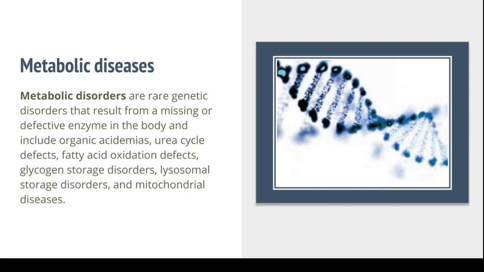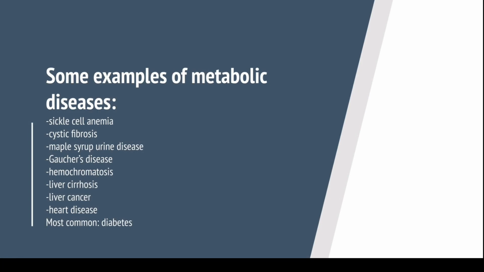Metabolic diseases, also known as metabolic disorders, are rare genetic disorders that result from a missing or defective enzyme in the body and include organic acidemias, urea cycle defects, fatty acid oxidation defects, glycogen storage disorders, lysosomal storage disorders, and mitochondrial diseases. Examples of metabolic diseases are sickle cell anemia, cystic fibrosis, maple syrup urine disease, Gaucher's disease, hemochromatosis, liver cirrhosis, liver cancer, heart disease, and the most common, which is diabetes.